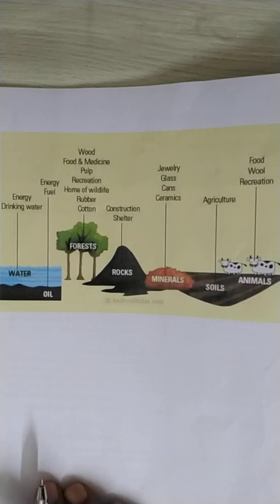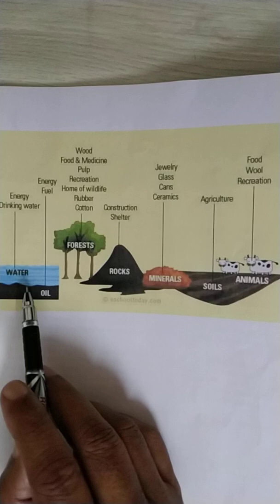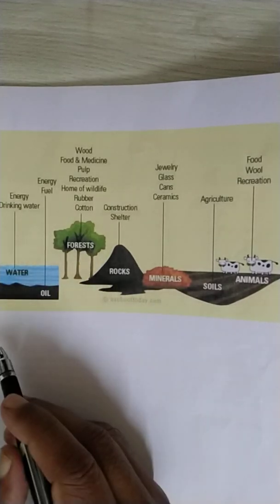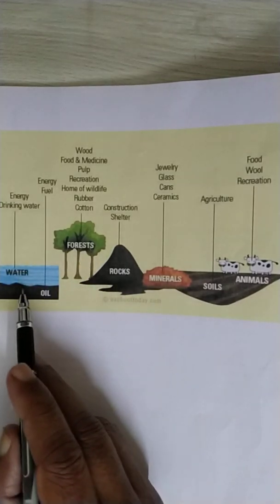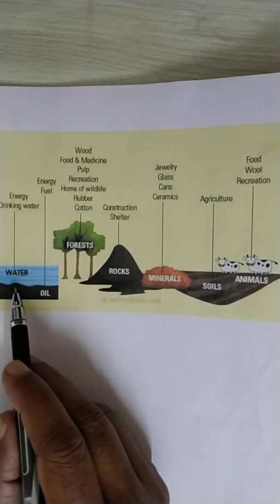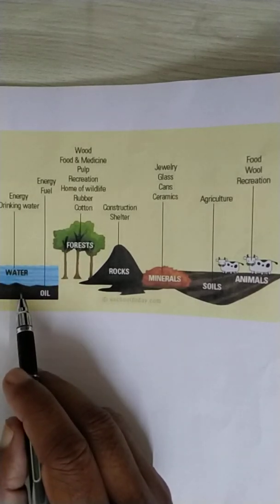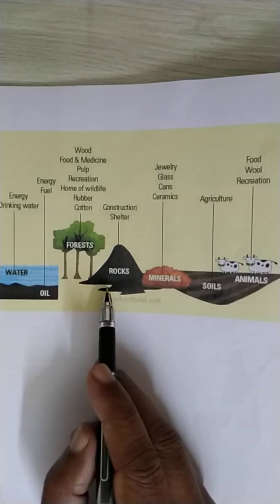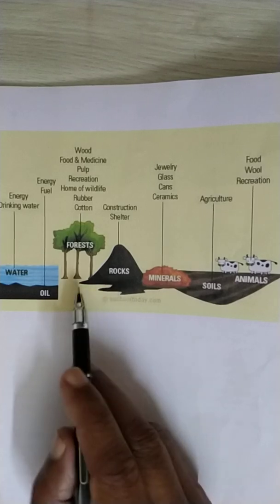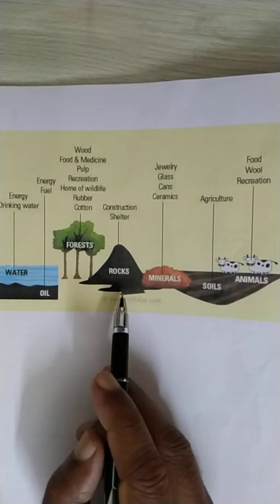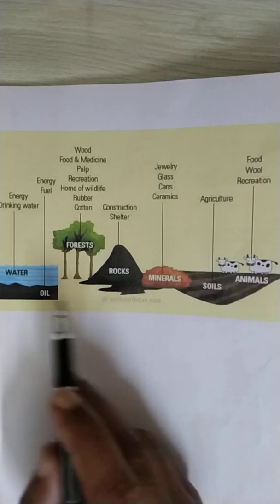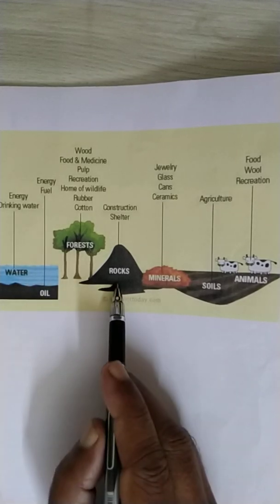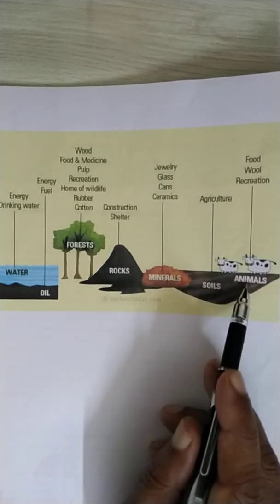These are the objects of natural things or natural resources. Ever since the earth was inhabited, humans and other life forms have depended on these things that existed freely in nature to survive. These things include water, oil, forests, rocks, minerals, soil, animals, etc.